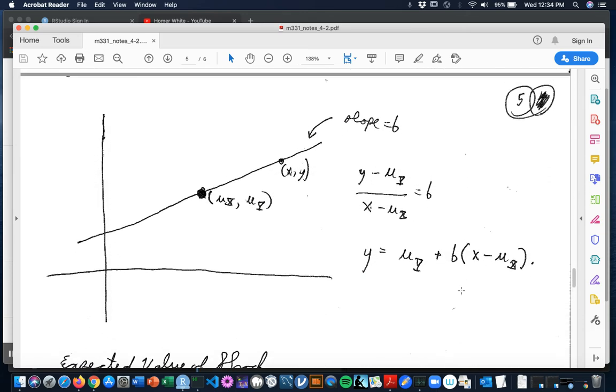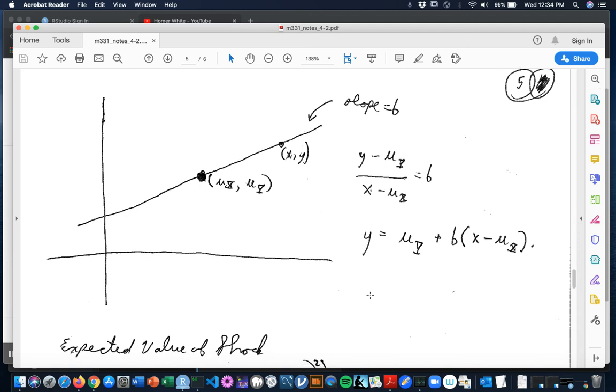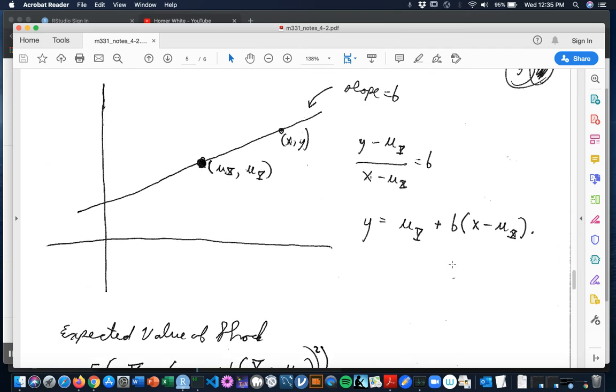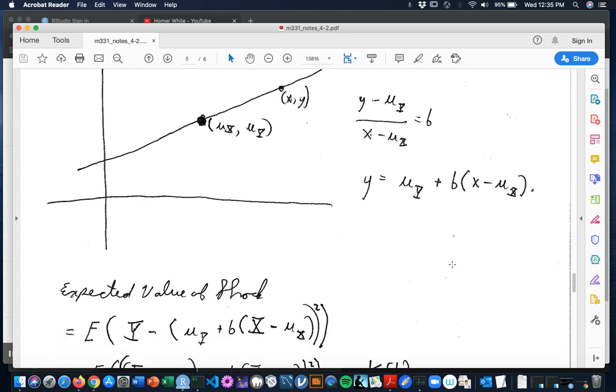So let's think a bit about the line that you get to choose. It's supposed to go through the point of expected values and have slope b. So what would be an equation for it? Well, if we let (x, y) be an arbitrary point on the line, the slope b could be expressed as (y minus expected value of y) over (x minus expected value of x). Solving for y, that's point-slope form for a line. Okay. And you want to minimize the expected value of the shock, right?